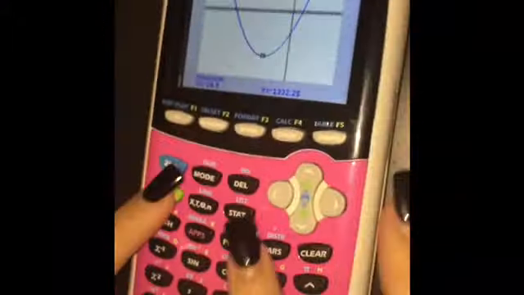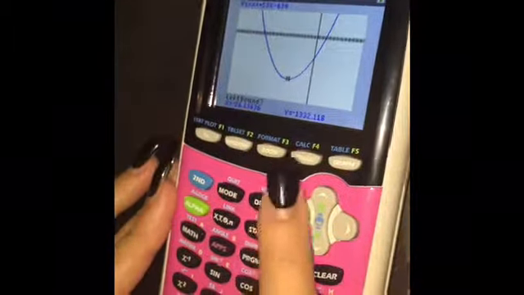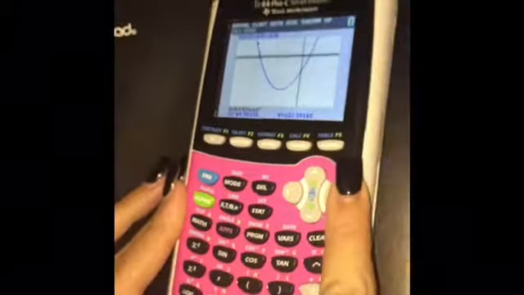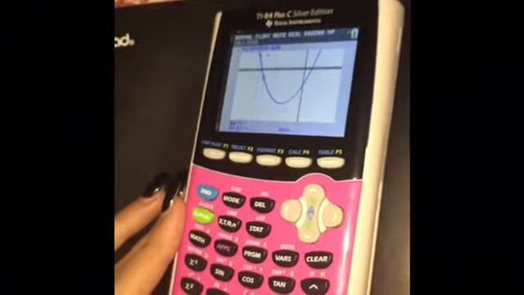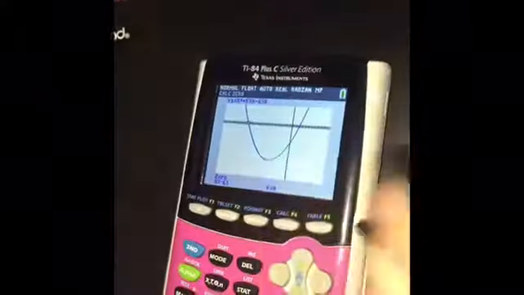So back to the block so you can actually see the calculator. You are going to hit second, calc. You're going to go down to zero. We're going to find the left bound, and we're going to find the right bound, and hit guess. So our first one is -63. Perfect, because that matches everyone. So that's our first intercept.